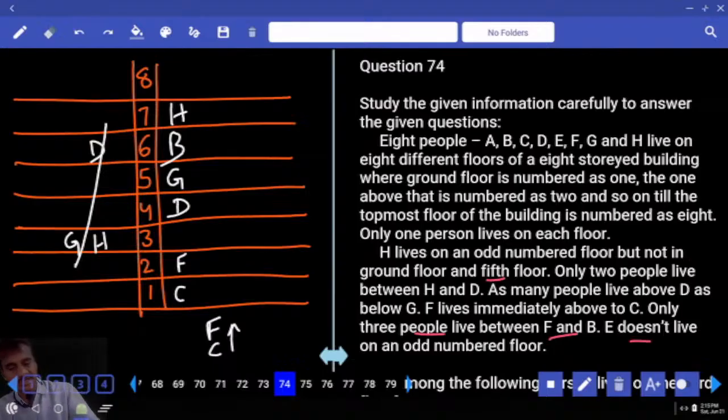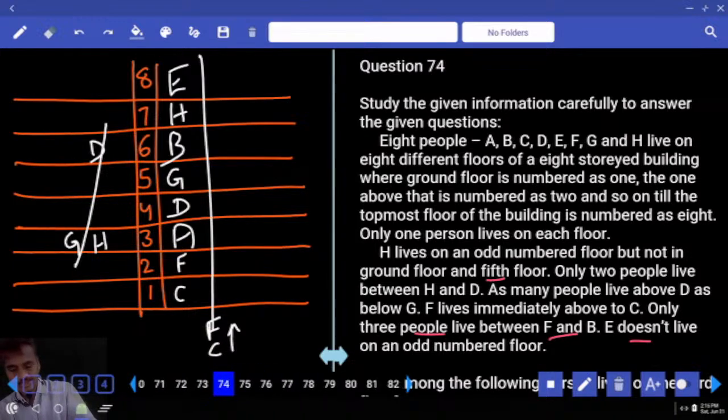The next one, E does not live on an odd numbered floor. E must be even. Now, who is the person left here? A is the person left, 3rd floor. Now, this is from 74 to 78.